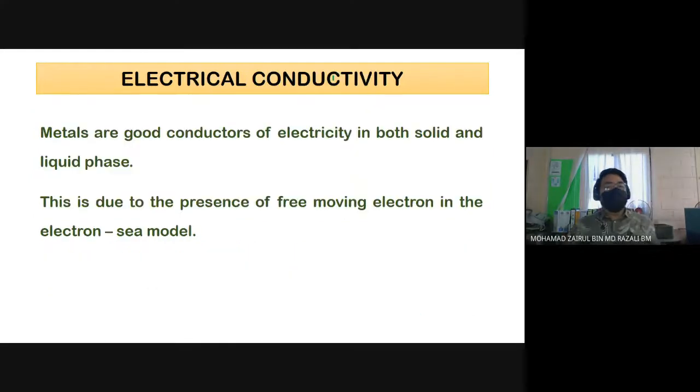Okay, we know that metal is very good electrical conductivity. Okay, macam mana kita transfer current tu? Macam mana current tu flow dalam apa-apa? Melalui apa?